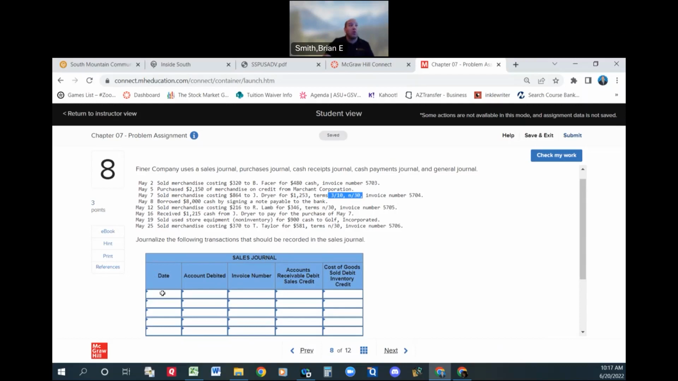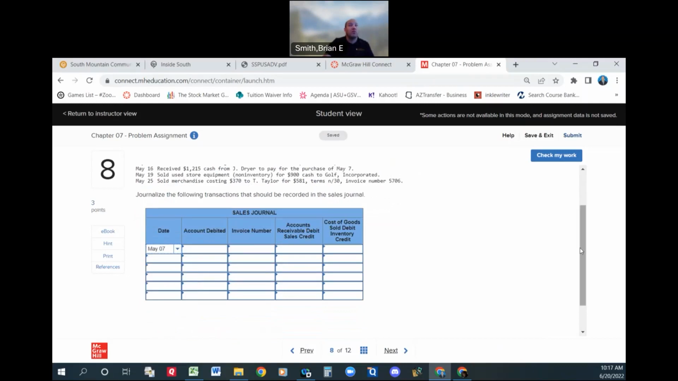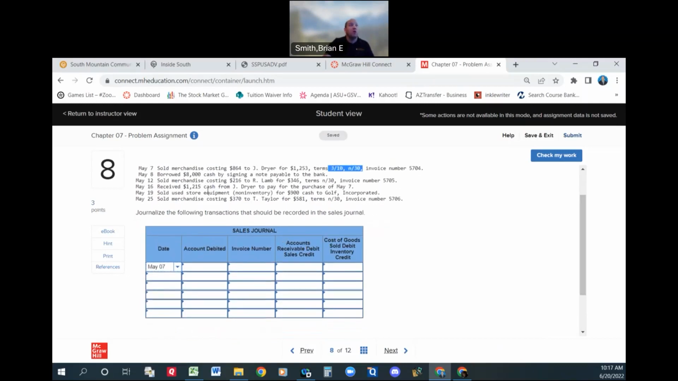So our first transaction we're going to record is May 7th. Let me go ahead and just scroll this back up to May 7th. Sold merchandise costing. Okay, account debited. Which account are we going to debit? J. Dryer. Invoice number. It's kind of like, whoop-de-doo, but we want to make sure we do it. Accounts receivable debit and sales credit. We want this for the amount we sold it for. And then the cost of goods sold is what the amount was worth. That's it, guys. That's all we do with these things. Some of these ones can be bigger, but for the most part, that's what we're dealing with on these.